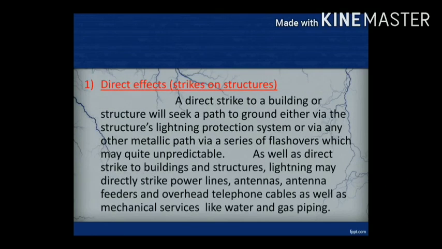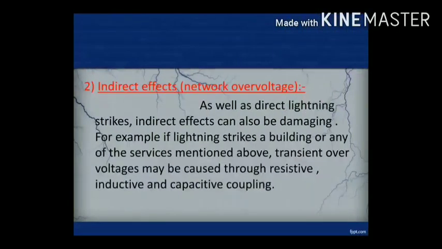A direct strike to a building or structure will seek a path to ground, either via the structure's lightning protection system or via any other metallic path, via a series of flashes which may be quite unpredictable, as well as direct strikes to buildings and structures. Lightning may directly strike power lines, antennas and antenna feeders, overhead telephone cables, as well as mechanical services like water and gas pipes.